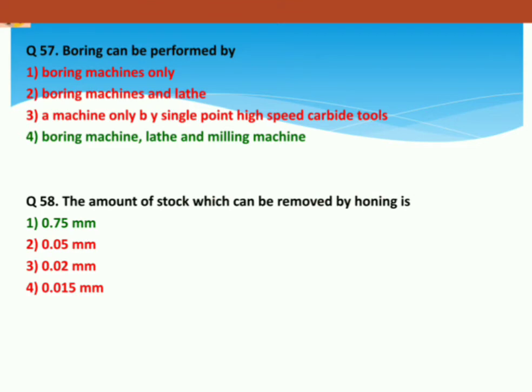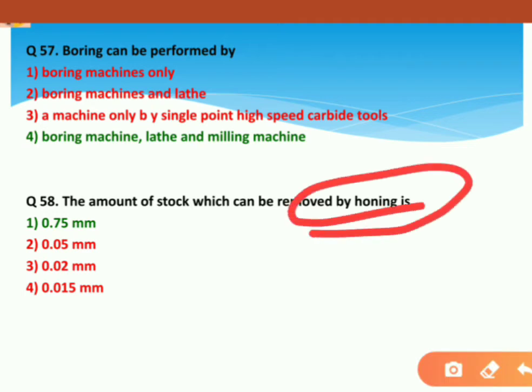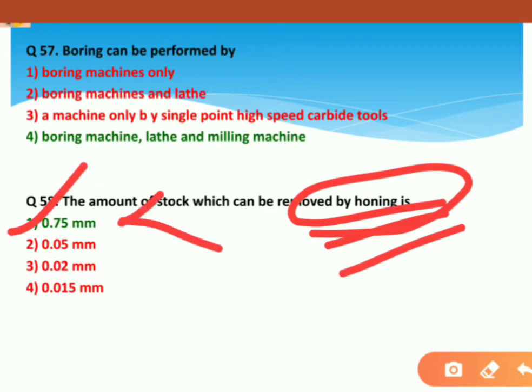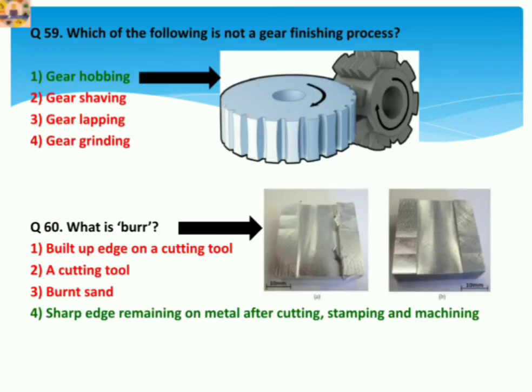The amount of stock which can be removed by honing is a. So honing is actually a machining finishing process. So here for that question option 1 will be the correct answer. 0.75 millimeter will be the amount of stock. So let's proceed to next question 59.